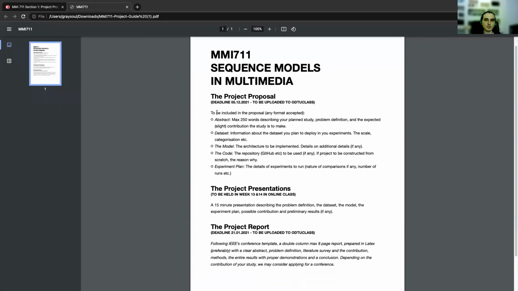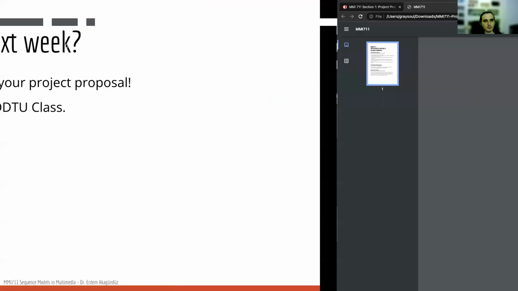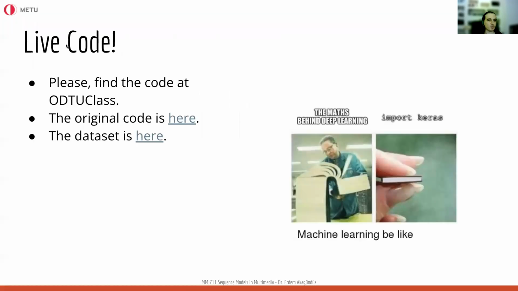So in your projects, this is what I'm expecting. The deadline is 5th of December. The deadline is soft because I'm not going to grade the proposals, but it is best that you have your project idea ready by then. And some information about how the report and the presentations will be. So if you apply earlier, I can provide feedback earlier, because some of you have your projects ready since you have been emailing me. Okay, upload your proposal to class.